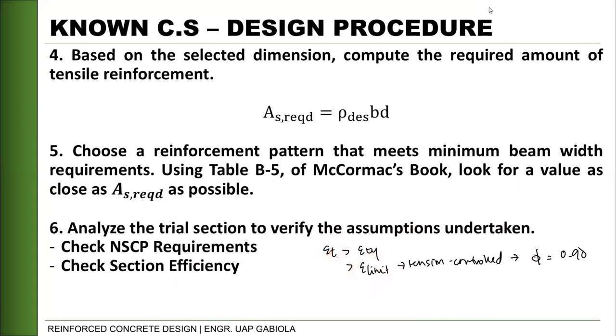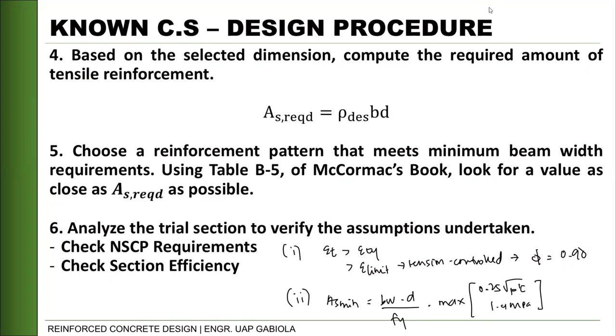Once you verify that, next to verify is the minimum area required for the beam, As min. We already know that it is bw times d over fy, multiplied by the maximum of the two quantities, 0.25 square root of f prime c or 1.4 megapascal. Whichever governs between the two will be multiplied by this term, and that is your As minimum, which should be satisfied by the As you provided in number 4.